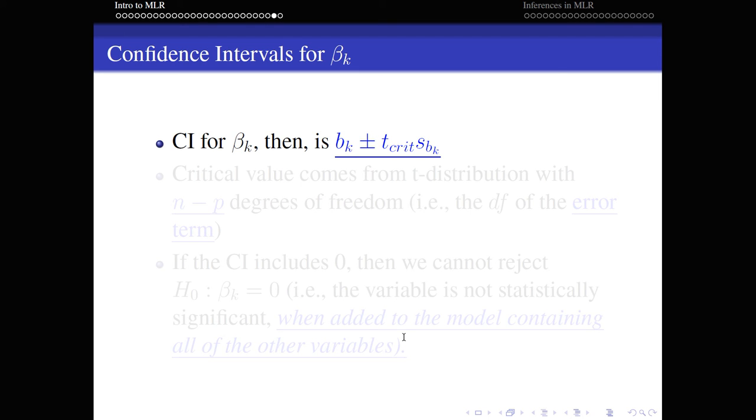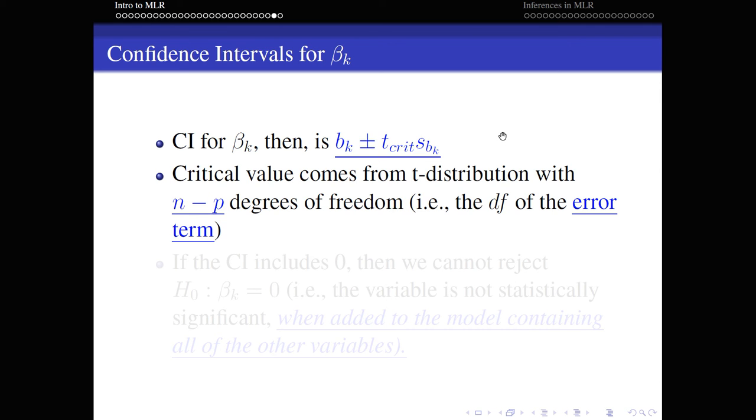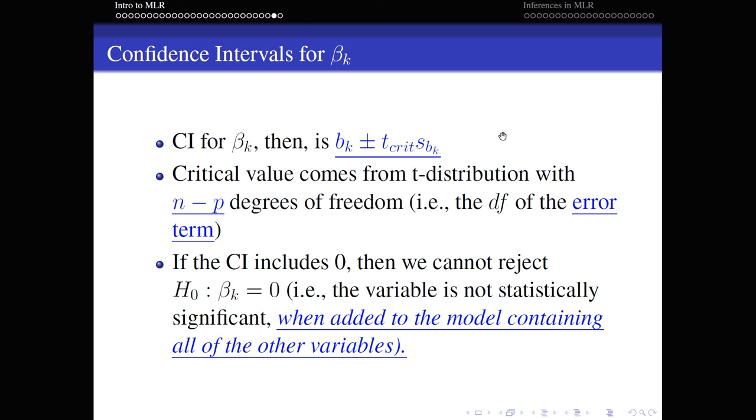Now, based on this, we can create confidence intervals for beta sub k. So the confidence interval is just the point estimate plus or minus the critical value, in this case a t statistic, times, and again, that square root of what we found previously. So this is the standard error component. Recall that the square root of the variance of a parameter is the standard error of that parameter. Critical values, just like before, come from the t-distribution with n minus p degrees of freedom, which is just the degrees of freedom of the error term.